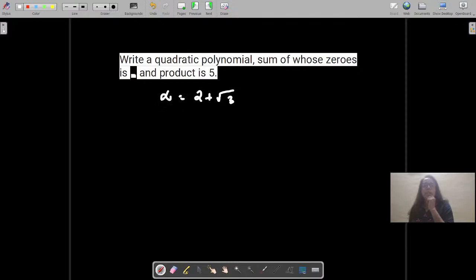Write a quadratic polynomial, sum of whose zeros. So it's not alpha, alpha plus beta we are given. So it is alpha plus beta is equal to 2 plus root 3, and this one given, you have to fill up, that is 2 plus root 3. It's 2 plus root 3.